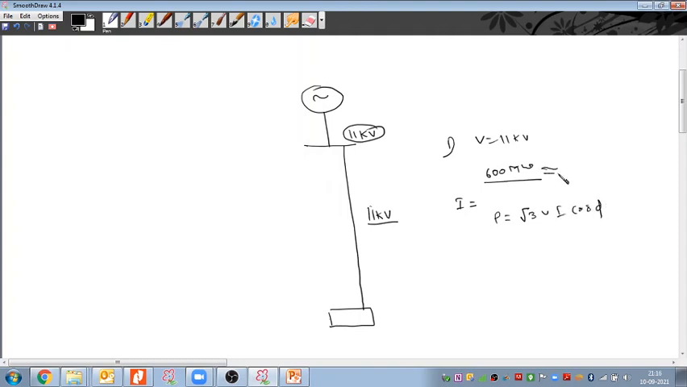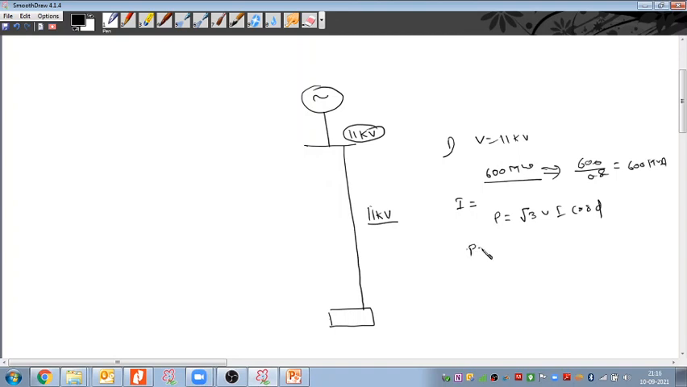Let us convert this megawatt into MVA. So what will be the MVA power? 600 divided by 0.8 will give the MVA power. Suppose, let us take 600 MVA. Let us assume we have 600 MVA of power that needs to be transmitted. So what is the problem?